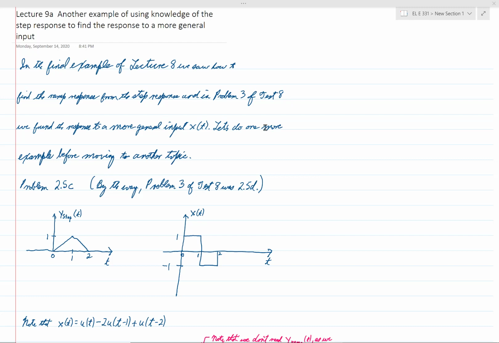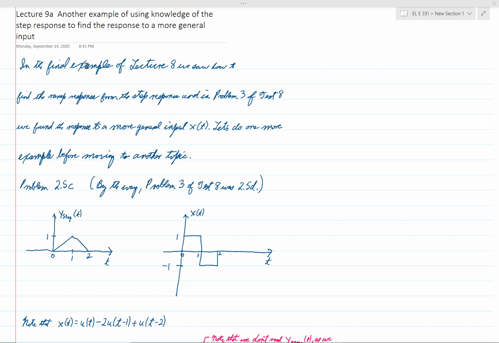This lecture will be broken into two parts. There's a part 9A, which is a continuation of ideas we have discussed before, and then there will be a lecture 9B, which will present some new ideas.